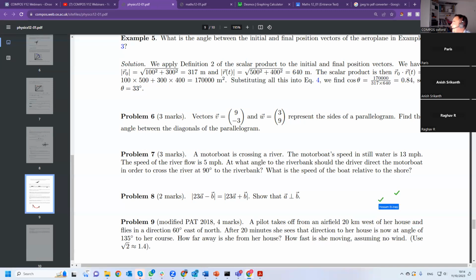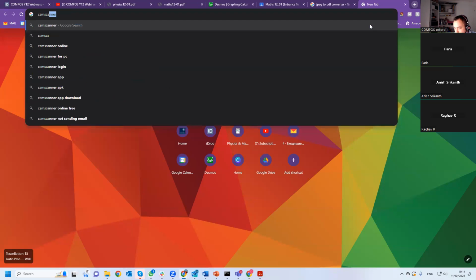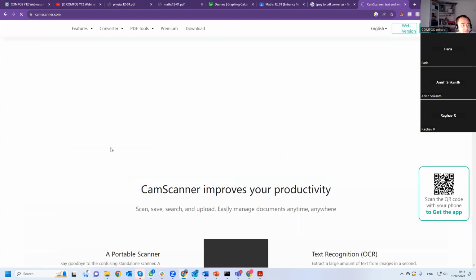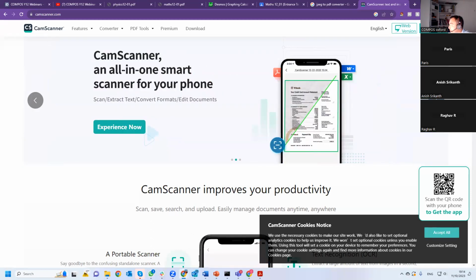So if your phone doesn't want to do scan, then use the CamScanner app. Download it on your phone and it makes a PDF for you. CamScanner app, yes. If you download this, it supports iOS, macOS, etc. What do we do in the file? So .product is the scalar product.